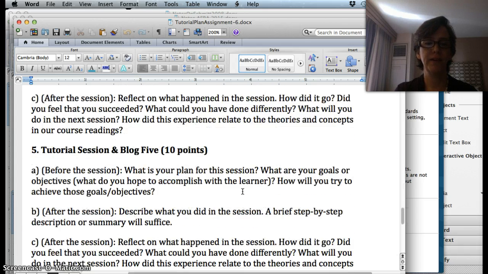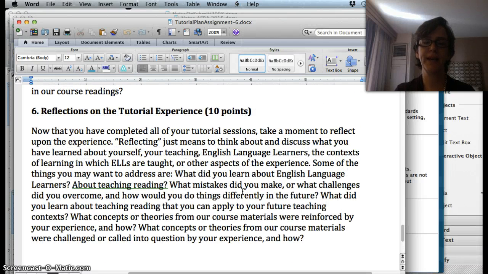Okay, at the end of all of the sessions, you're going to reflect on your tutorial experience, talking about things like what you learned and how the overall experience helped you to learn about teaching, and how you feel about teaching reading based on this experience. What things were reinforced for you from our course, and what things do you feel you need further information about or further learning? What would be your goals for yourself as a teacher in order to improve even further? So those are the reflections on your tutorial experience.